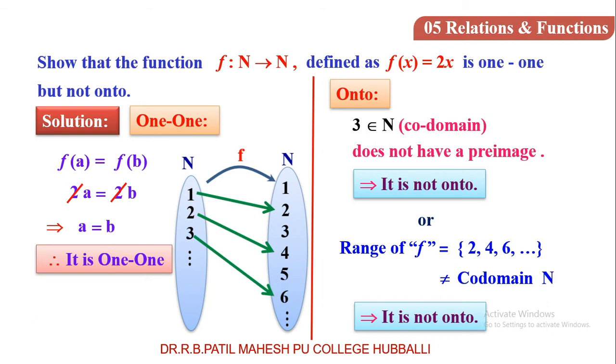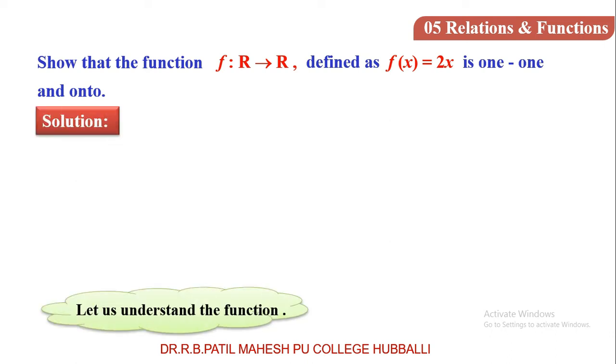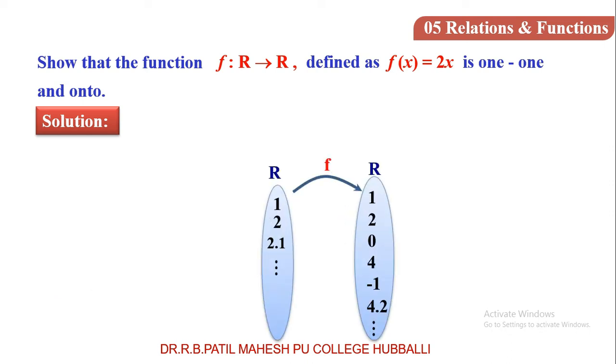Concentrate till the last. Show that the function f from R to R defined as f of x equal to 2x is 1-1 and onto. This function is 1-1 as well as onto. Let me give you the solution. Of course, we should understand the function. Best way of understanding the function is taking the arrow diagram.